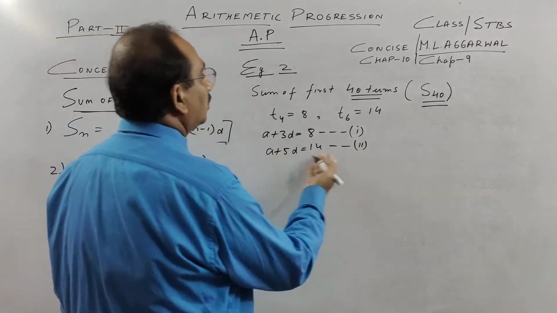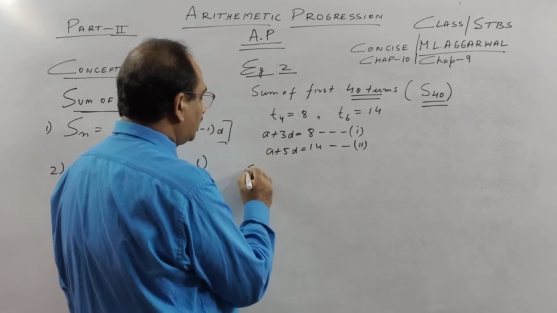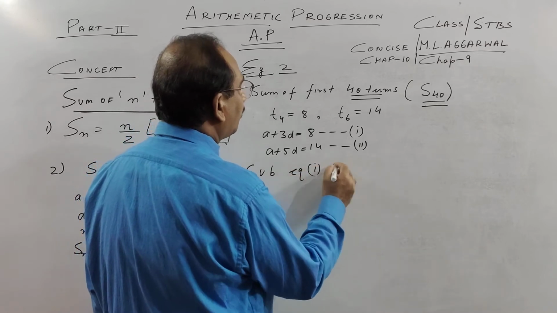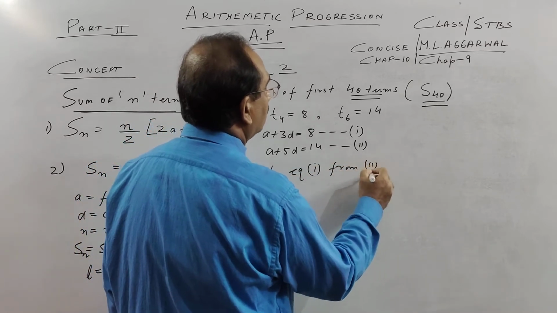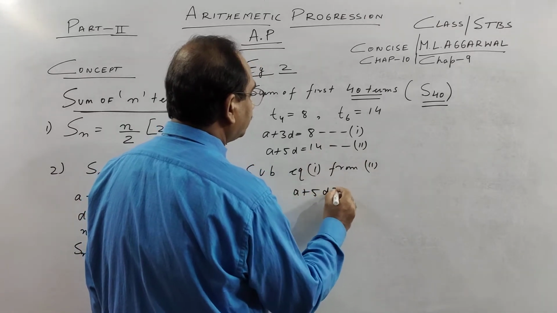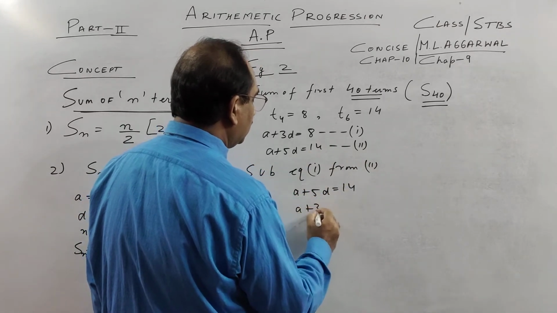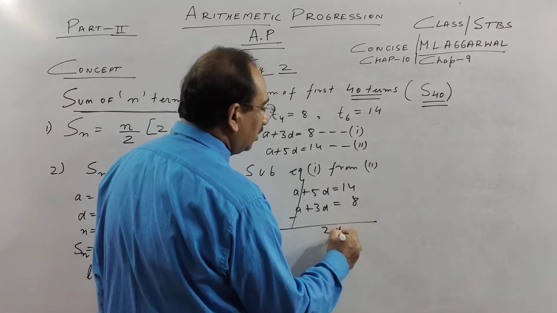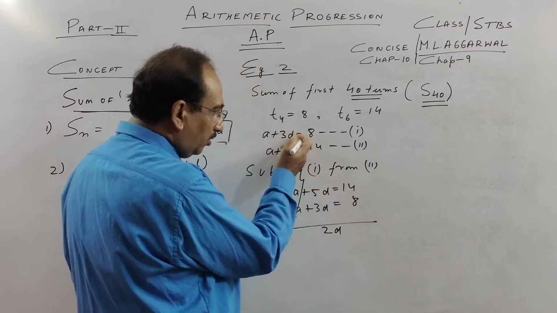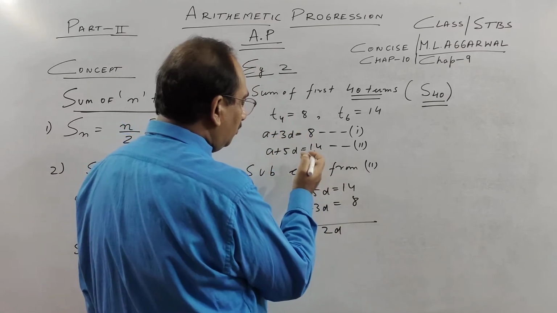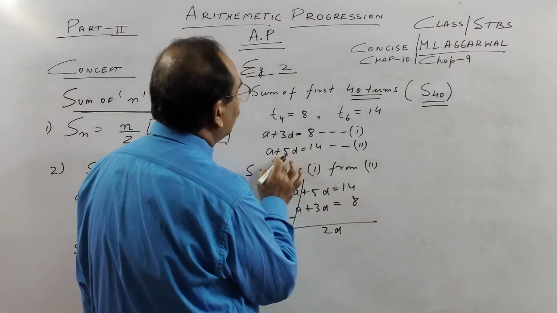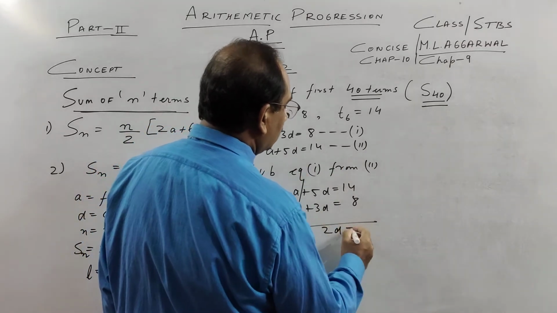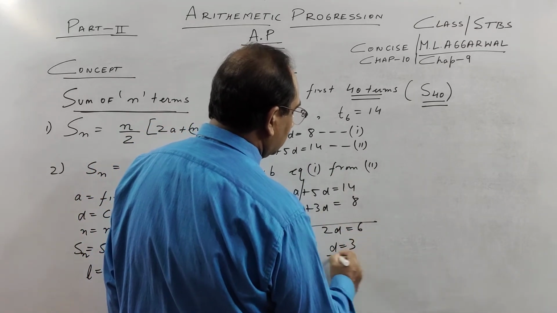So let us see. It's very easy, children, subtracting. See what I do, our basic idea: subtract equation 1 from 2. Why? I'll tell you. Subtracting equation 1 from 2, you will see the reason here: a plus 5d is 14 and a plus 3d is 8. When you subtract, children, the a cancels and here we get a positive value. Had we subtracted 2 from 1, we would have got a negative here. So I'm actually subtracting 1 from 2. See, this is positive and this is also positive. So we get 2d is 6, so d is 6 by 2.